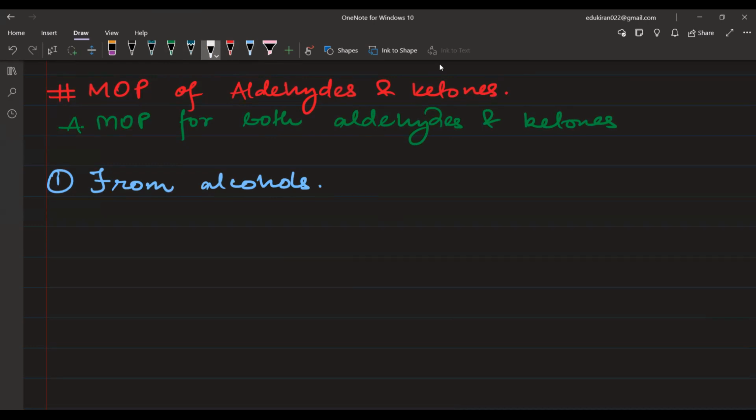Now we can prepare aldehydes and ketones from alcohols by what reaction? Tell me, guys. We have already done this in alcohols, phenols, and ethers. If you remember, we have done these types of reactions in which we started with alcohol and we got aldehydes and ketones. What were those reactions? Try to remember. What was the reagent? Flip some pages, look at your notes, you will get something.